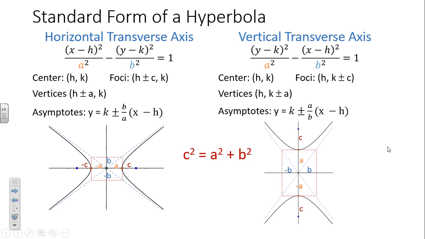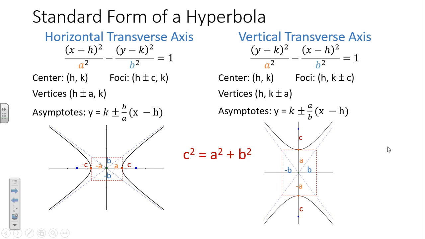Okay? This looks like point slope form, doesn't it? Only they've moved the k over here. It's like y minus k is equal to our slope times x minus h. Okay? So it's going to be very similar. I don't care if you bring the k over or if you leave it with the y. I'll be okay either way. Okay?